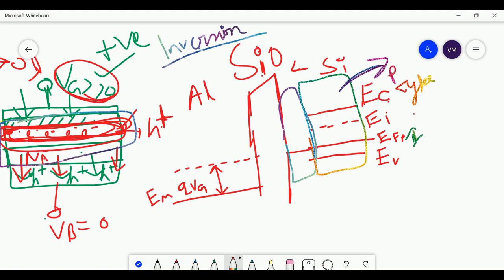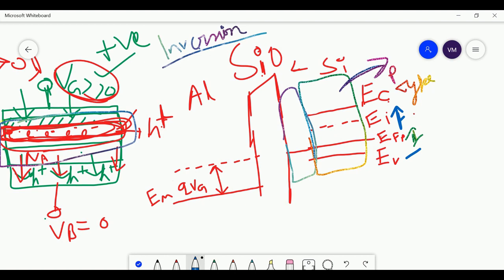Now what will happen? This Fermi level will go closer towards the conduction band. Since it is going closer to the conduction band, it will also go closer to the intrinsic band, and it is going away from the valence band.